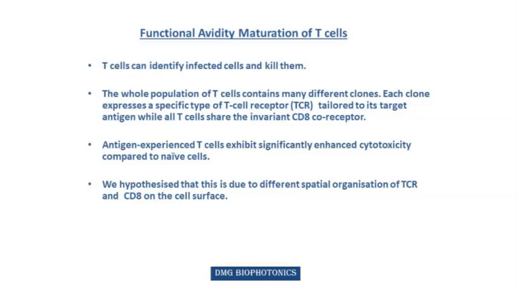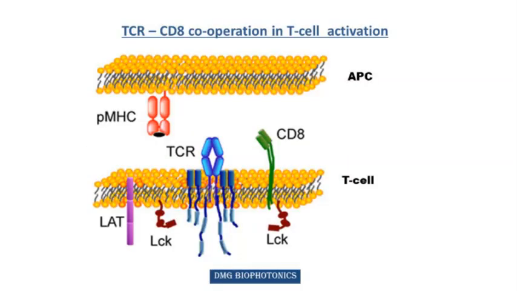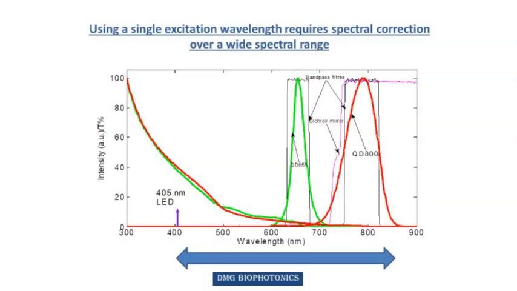This hypothesis was confirmed for the first time through the development of this super-resolution microscopy technique. This schematic shows how TCR and CD8 interact with the MHC antigen on an antigen-presenting cell. To test our hypothesis, we labeled TCR with 800 nanometer quantum dots and CD8 with 665 nanometer dots. These fluorescence probes have minimum crosstalk and can be excited by the same wavelength, allowing the cross-correlation measurements.